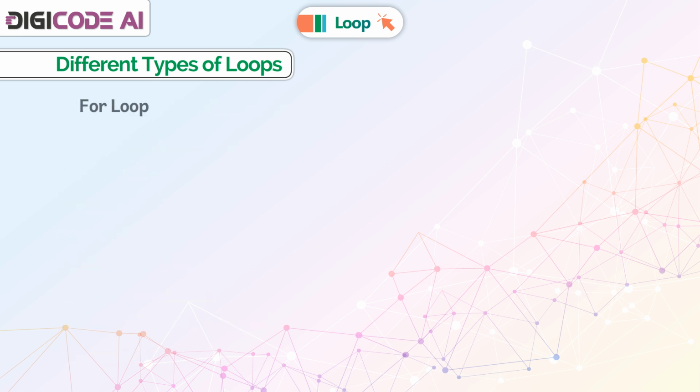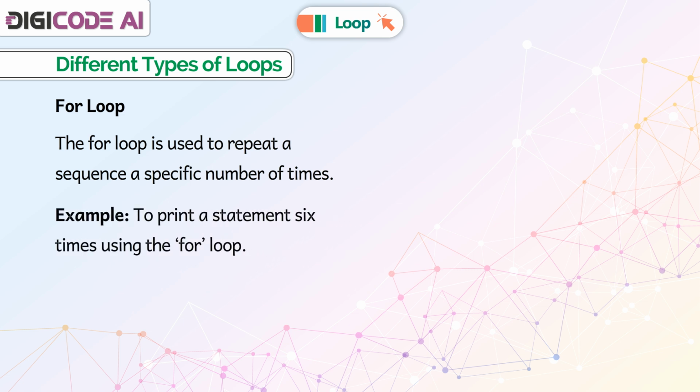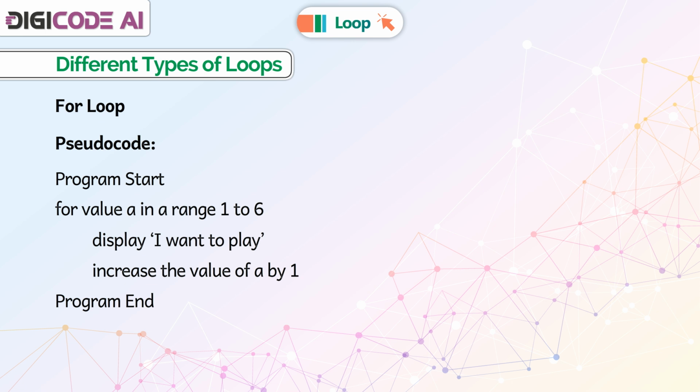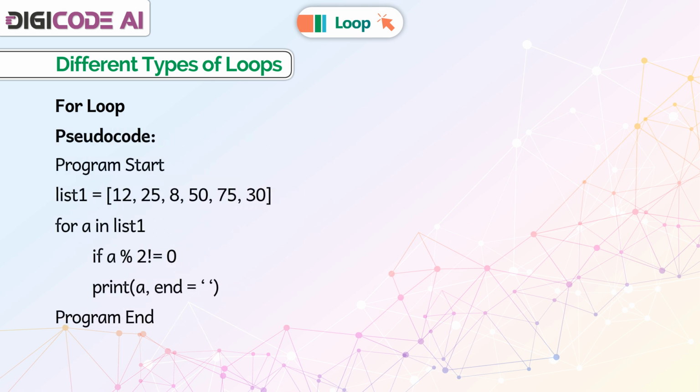Program end. For loop. The for loop is used to repeat a sequence a specific number of times. For example, to print a statement 6 times using the for loop. Pseudocode. Program start, for a value A in a range 1 to 6. Display 'I want to play' in single quotes, increase the value of A by 1. Program end.